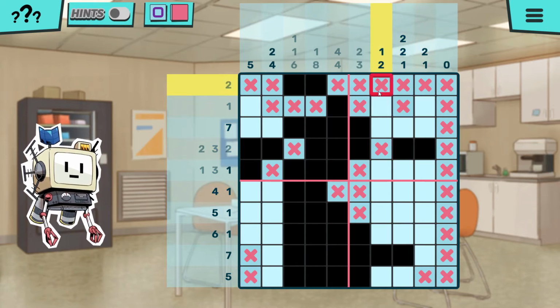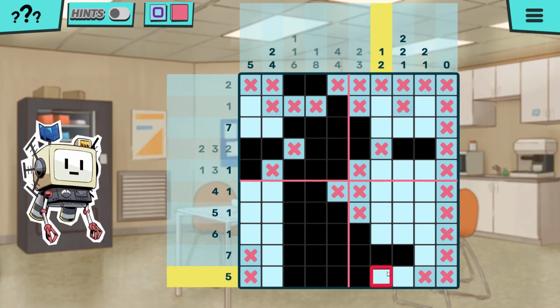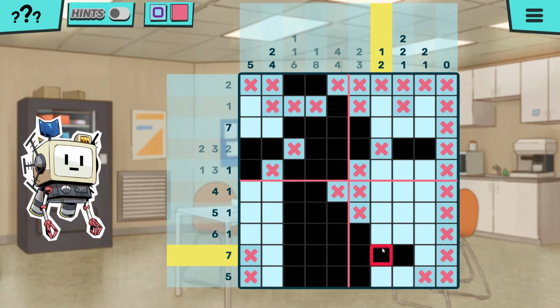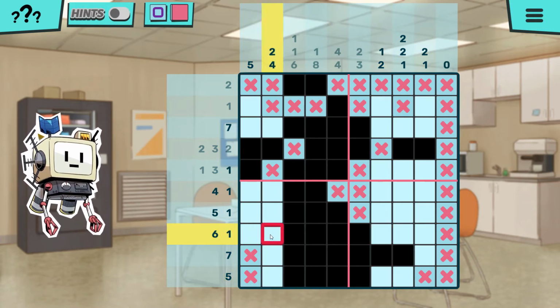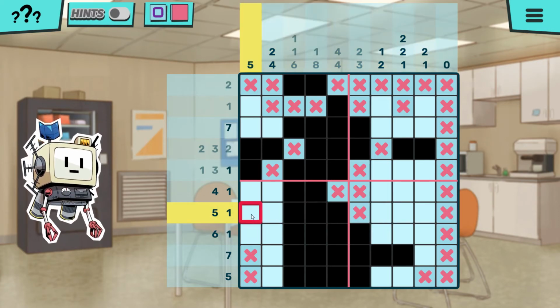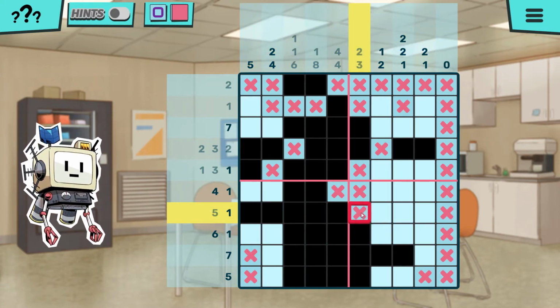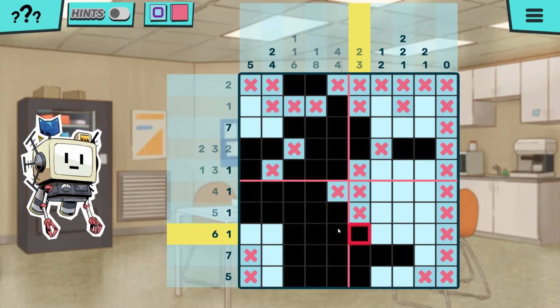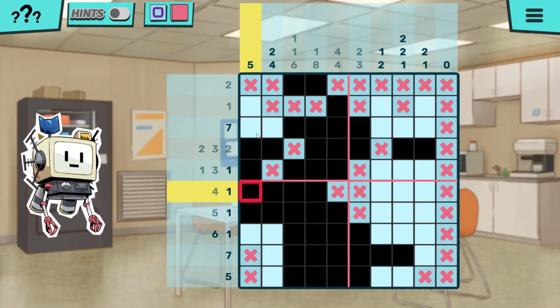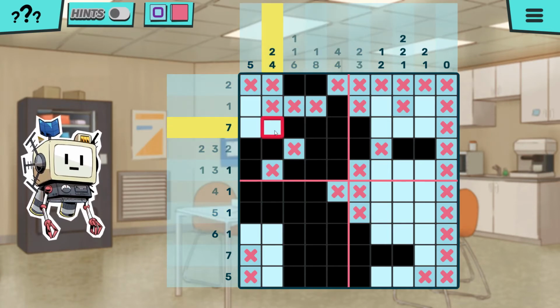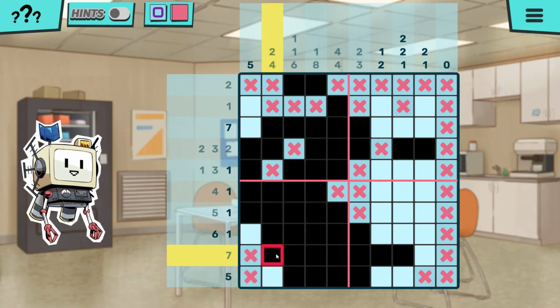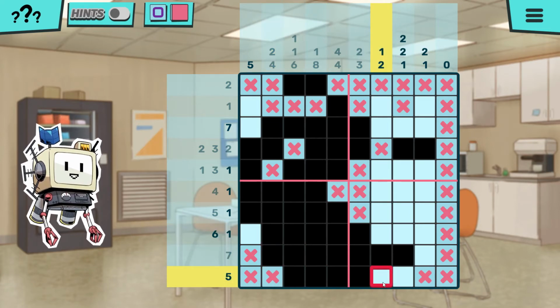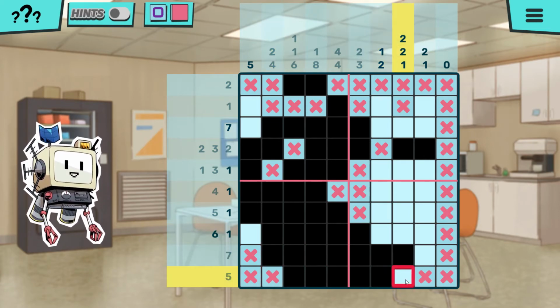Alright, what else can we do? We've got a 2 down here. We don't entirely know yet where we place that. There's a 5 starting here, so since there's a blank space guaranteed to be here, we have to put these 2 in first. 4 here, same exact thing. There's a 2 and a 4, so that 2 has to be here, that 4 has to be here. This has to be blank, meaning this has to be filled, this is blank.